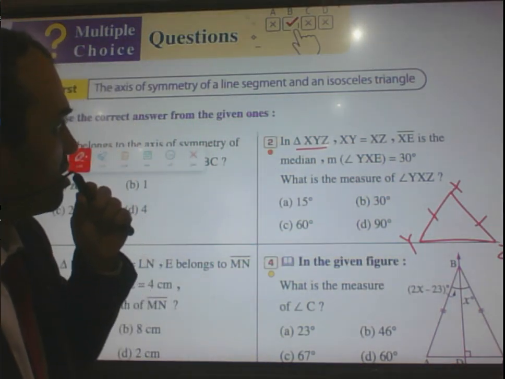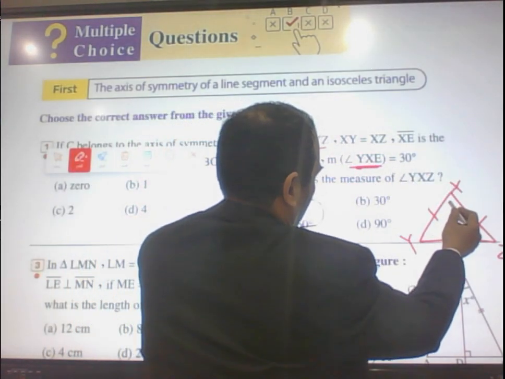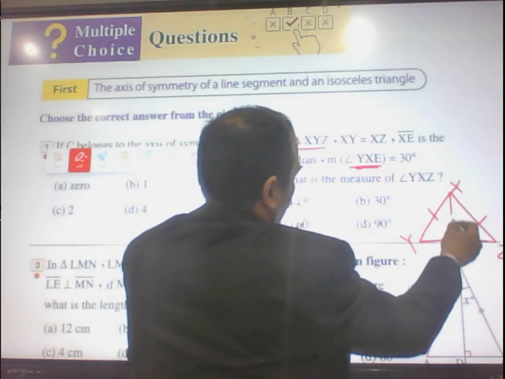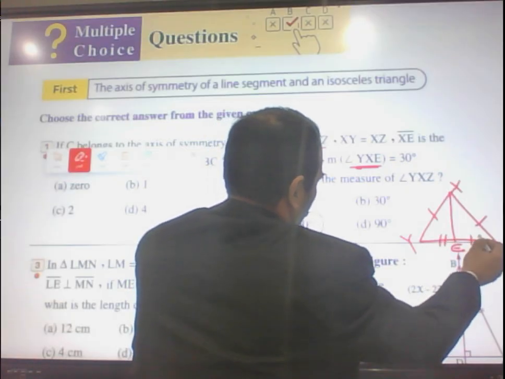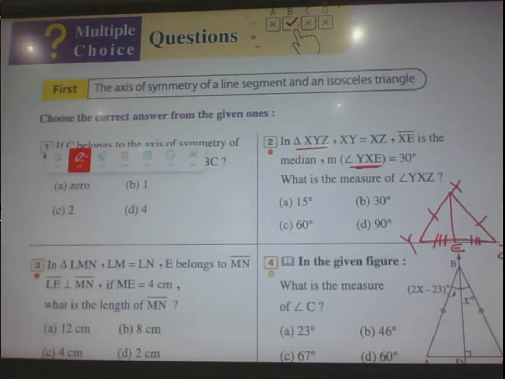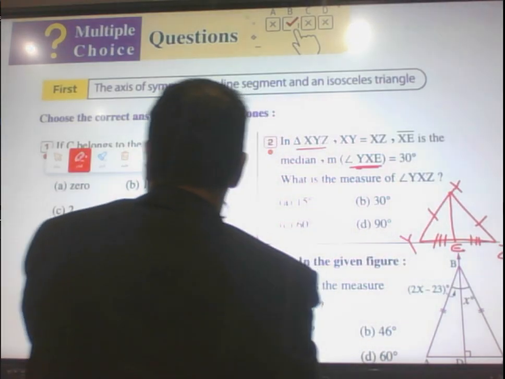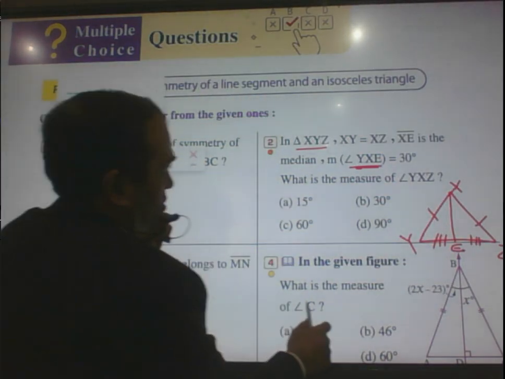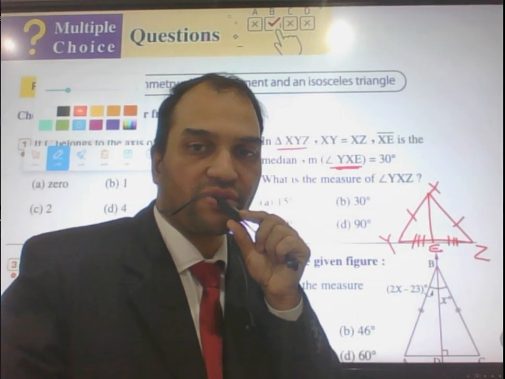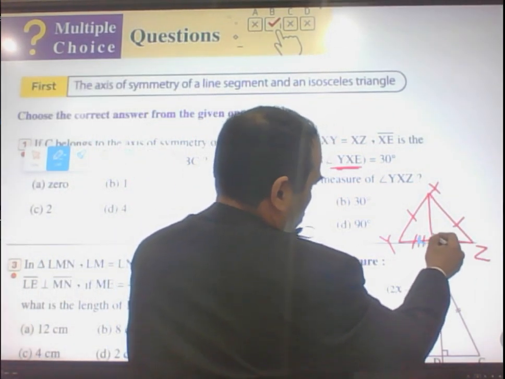Okay, and the measure of angle YXE equals 30. He gives me that XE is a median like this. XE is the median in this triangle. We know the median is the line segment joining the vertex and the midpoint of the opposite side. XE, we call it the median. Then we know the median in an isosceles triangle bisects the vertex angle and is also perpendicular to the base. Okay. Now this line segment is equal to this line segment, and also perpendicular.